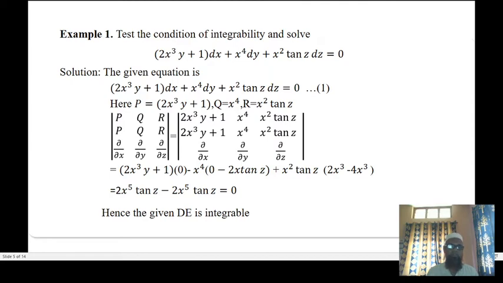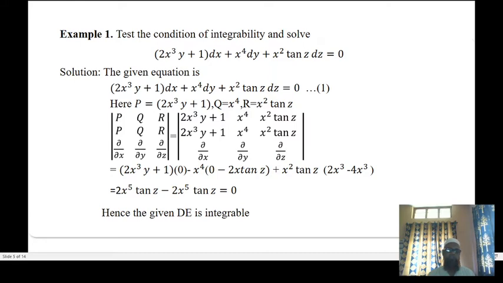Example 1: test the condition of integrability and solve (2x^3 y + 1) dx + x^4 dy + x^2 tan z dz = 0. Solution: the given equation is (2x^3 y + 1) dx + x^4 dy + x^2 tan z dz = 0. Comparing with the standard form of total differential equation, P dx + Q dy + R dz, P is 2x^3 y + 1, Q is x^4, R is x^2 tan z.